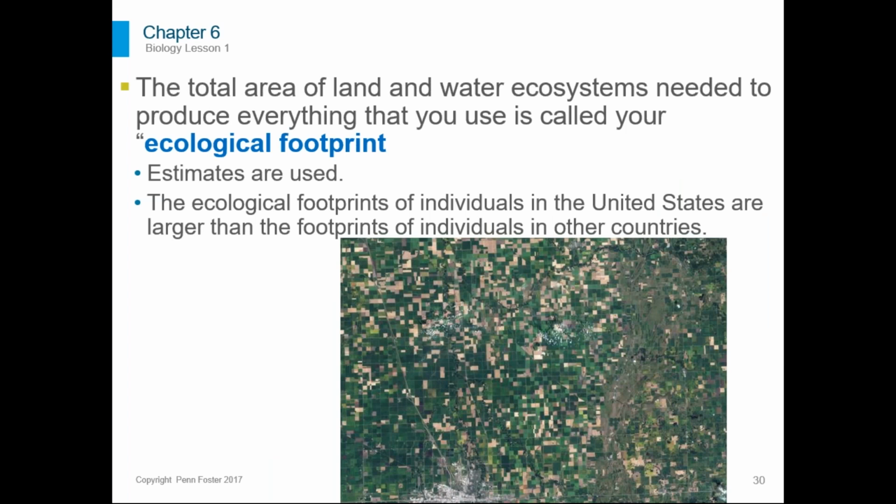So remember, all of that had to come from somewhere in nature, and one thing that ecologists do is to roughly calculate the total area of land and water ecosystems that were needed to produce everything that you use. So that land area is called an ecological footprint. Again, it's the amount of land that was used to make everything that you use. An individual person's ecological footprint is hard to calculate. It's nearly impossible to calculate exactly, but there are estimates that we can use. And the ecological footprint of individuals in the United States is definitely larger than that of individuals in any other country.